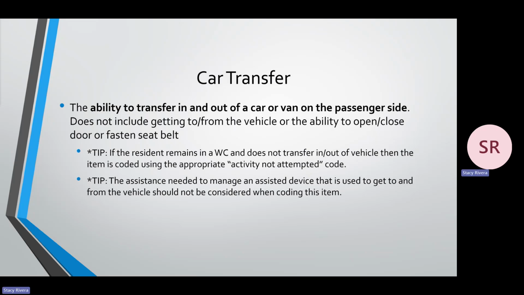Car transfer, the ability to transfer in and out of the car or van on the passenger side. Does not include getting to or from the vehicle or the ability to open or close the door or fasten the seatbelt. If the resident remains in a wheelchair and does not transfer in and out of the vehicle, the item is coded using the appropriate activity not attempted code. The assistance needed to manage an assistive device that is used to get to and from the vehicle should not be considered when you score this item.